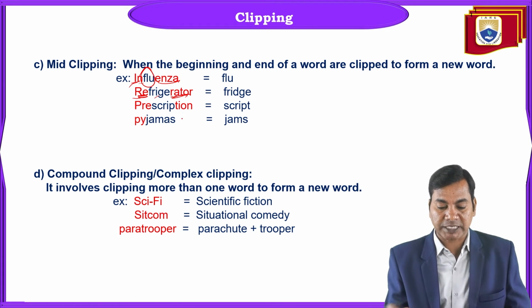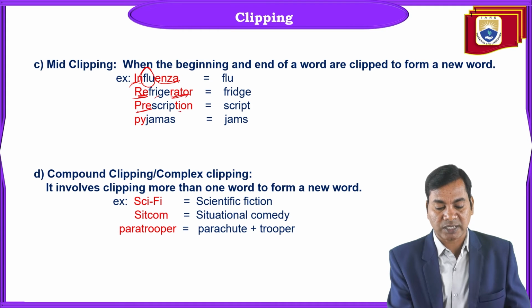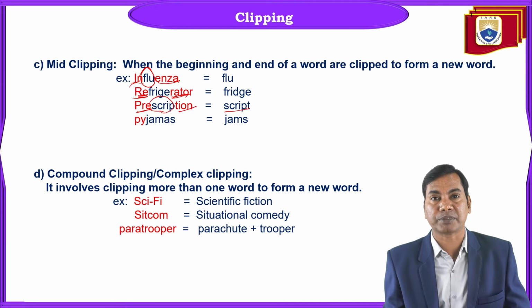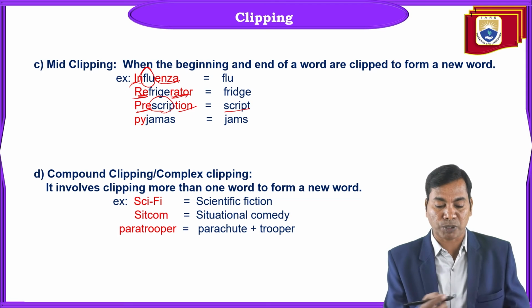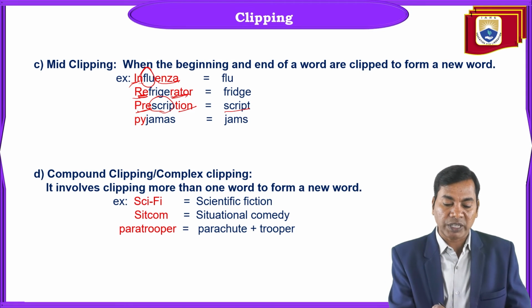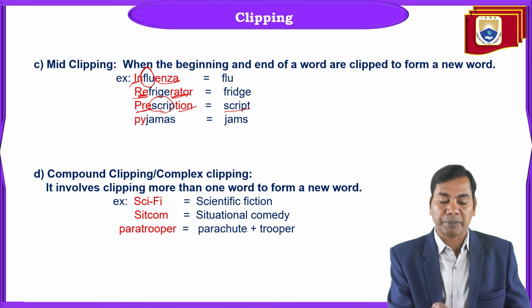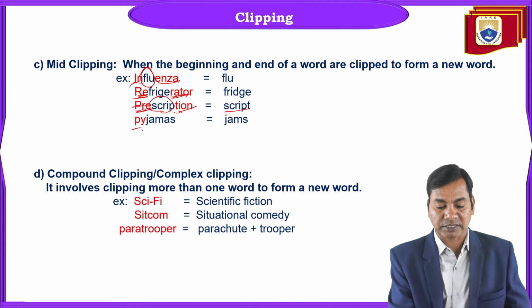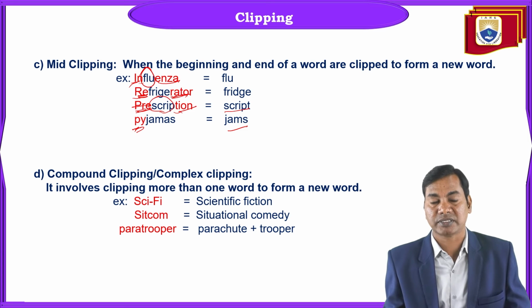Now, prescription. We cut off the initial part and the last part. What remains? The middle part remains. What is that? Script. So we say script. The new word script has come from prescription. How did we get the word script from prescription? We use the mid clipping, removed front part and back part of the word. Pyjamas, we removed the front part of that word and there remains jams, right?